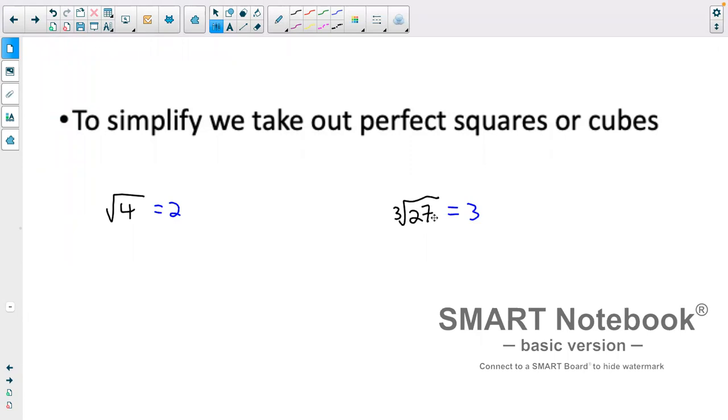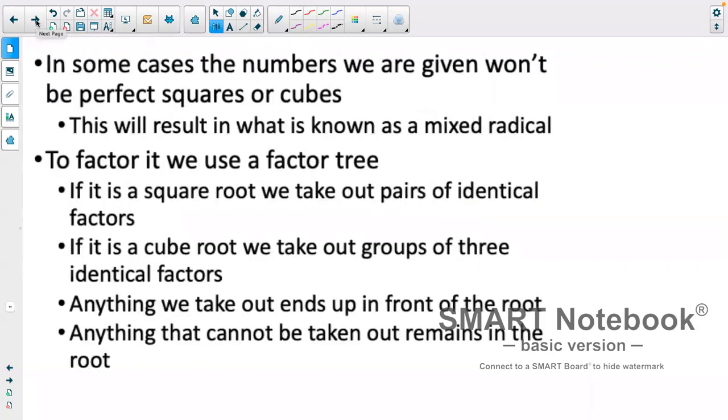However, in this course, we will have ones where we can't take the entire thing out. So it may not be a perfect square, might not be a perfect cube. Instead, we'll be able to take part of it out and create what's known as a mixed radical. So with mixed radicals, we end up with a coefficient in front of our radical.